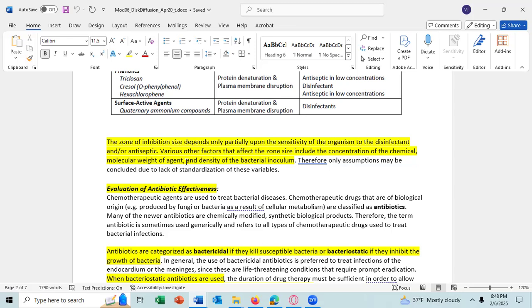A very dense bacteria put on the plate will reduce the size of the zone of inhibition. Any question about any of that?